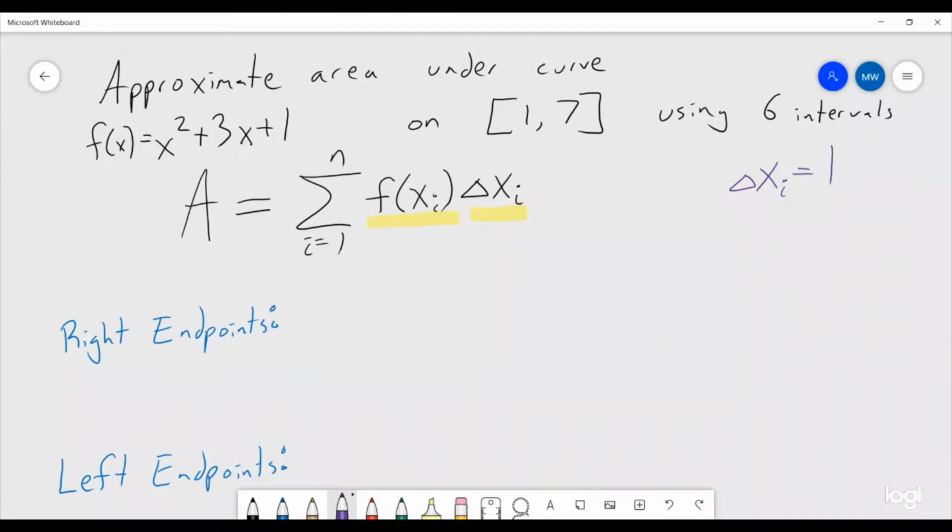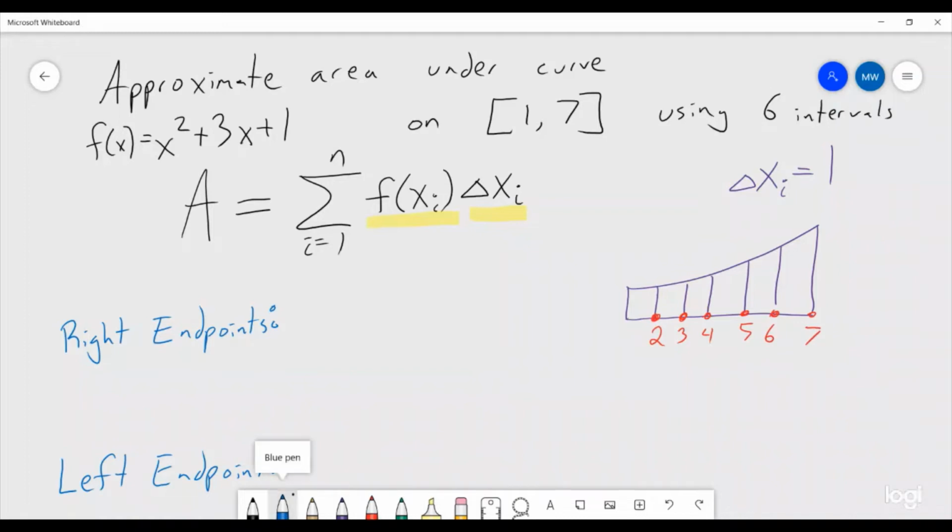And then our right endpoints are going to tell us what our x values are. So if we were to break it up, we have our function like this, with 2, 3, 4, 5, 6. So there's our region, whatever it is. Our right endpoints are going to be these endpoints here. So these values are going to be 2, 3, 4, 5, 6, and 7, whereas our left endpoints are going to be the points on the other end, meaning the 1, 2, 3, 4, 5, and 6. So let's go through and figure out what these are going to be.